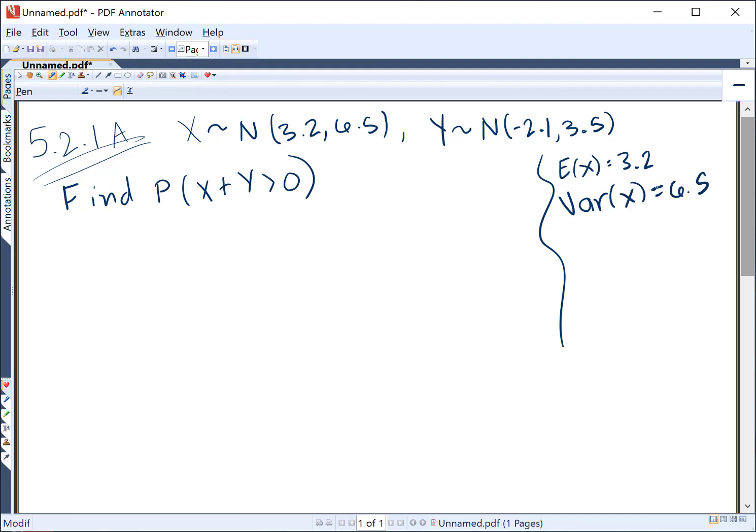So I find it useful to write things out. The expected value of y equals negative 2.1, and the variance of y equals 3.5. Now, we want to find the probability that x plus y is greater than 0. Whenever I'm dealing with combinations, I like to just write a new variable. So I'll just say w equals x plus y. You can pick any name. I just picked w here.